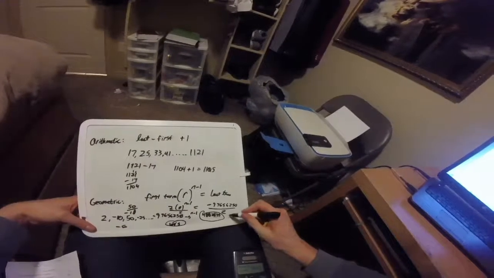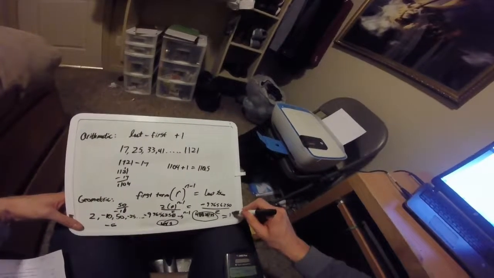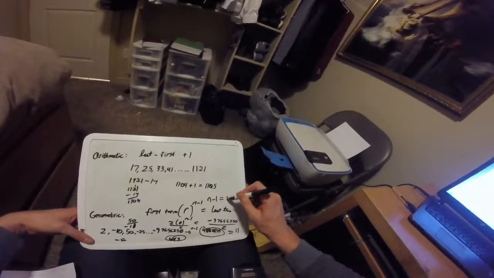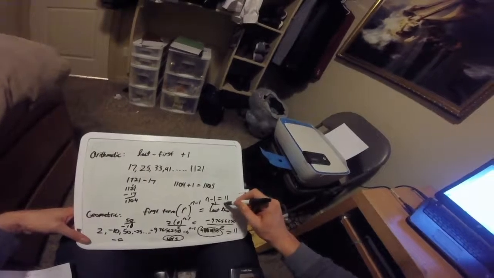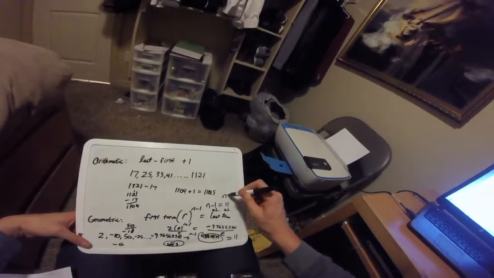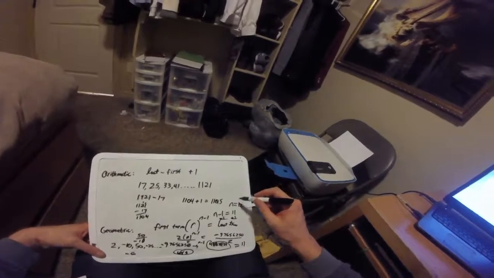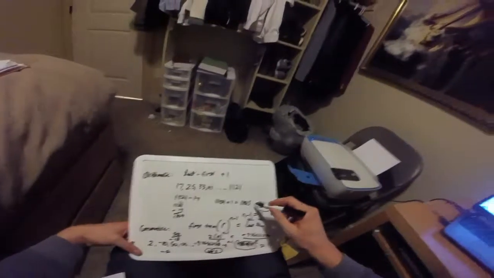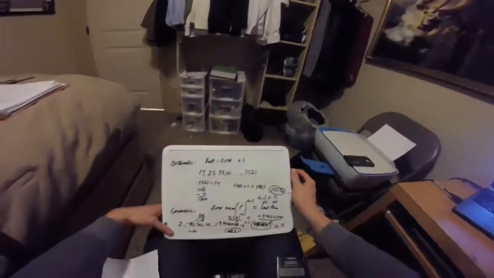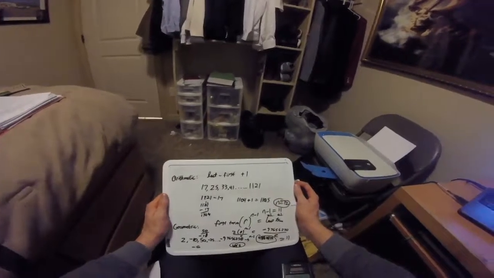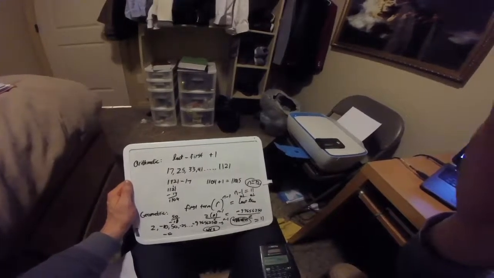And that gives us 11. So n minus 1 equals 11. We'll add 1. So that gives us 12 as far as the number of terms in this specific geometric sequence. And yeah, that's it for finding terms in arithmetic and geometric sequences.